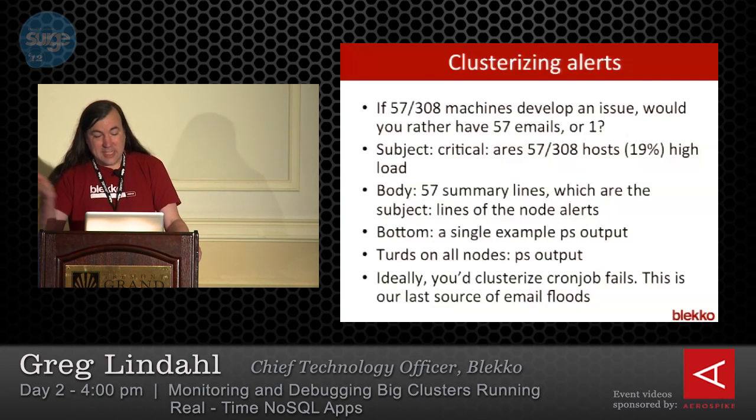So the subject, instead of saying, hey, one host had a problem, says, hey, the Aries cluster has 57 out of 308 hosts with high load. And then in the body, you have 57 summary lines, one for each of the hosts that's having problems. If you're clever, you take what would have been the subject lines for the 57 separate emails and put them into the body at the top of the single email. And then at the bottom, you can have a PS output from one example node, because that's the appropriate thing for this alert. And then you also have a turd on every single node that you could look at.